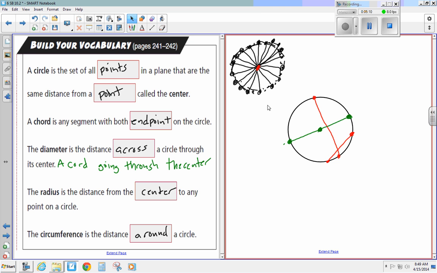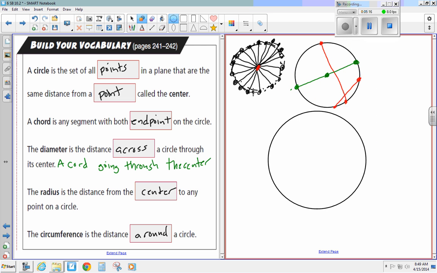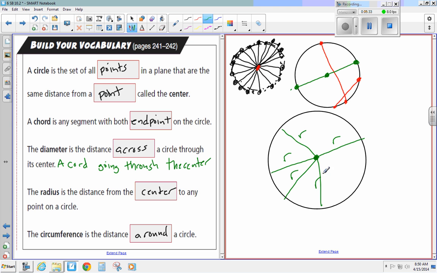Now the radius, we drew a bunch of radii a little bit ago. Here's a circle. Here's the center. A radius is the distance from the center to any point on the circle. And it's going to be the same no matter what direction you go. There's no place that the radius will be different. And the circumference is basically just the perimeter around a circle. And there are some formulas we're going to go over shortly.